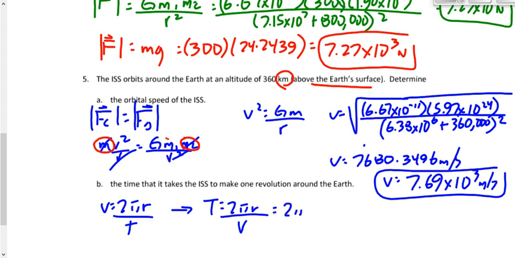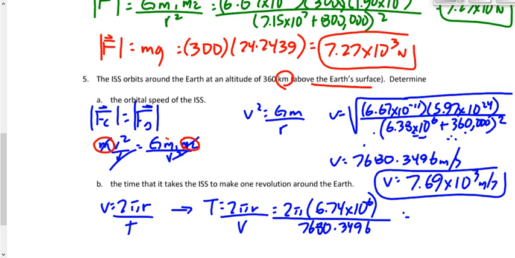2 times pi times r, which was 6.74 times 10 to the 6. It's these two numbers added together, right? Divided by the speed that we just found, the unrounded speed, gives me 5.51 times 10 to the 3 seconds.